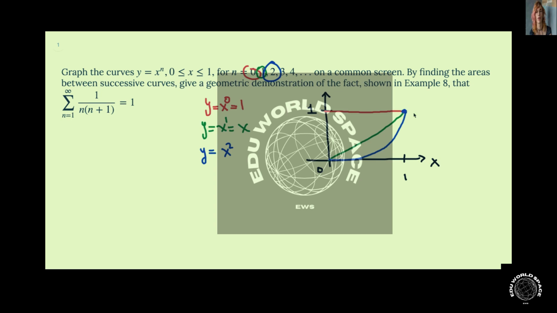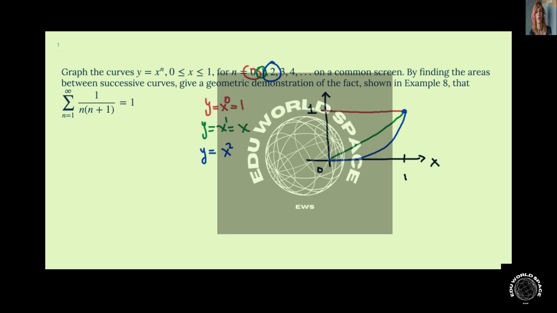So the common theme here is every time we draw a new graph, it's actually going to be below the previous graph. And the reason for that is that when you take a number between 0 and 1, the higher the power you multiply it, the more times you're multiplying a small number. That's going to make the resulting number much smaller.